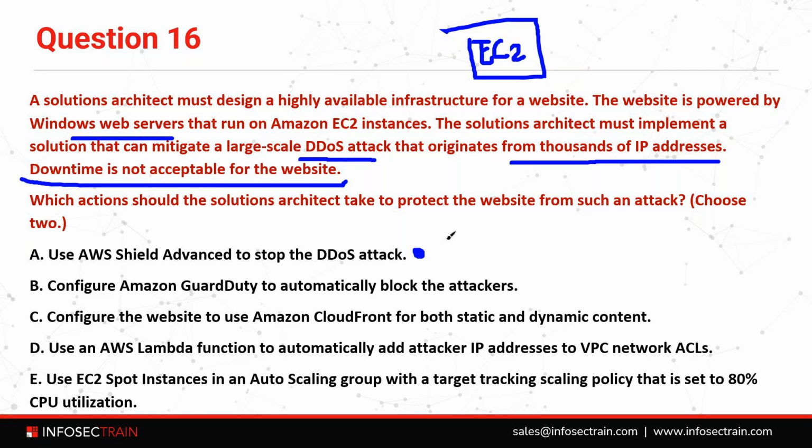Option B talks about configuring Amazon GuardDuty to automatically block the attackers. So guys, what is the job of AWS GuardDuty? Like yesterday we talked about it. Always remember, AWS GuardDuty is kind of like your antivirus. What is the function of an antivirus in your local machine? The primary thing is to detect the threat. It will find the threat and block it.